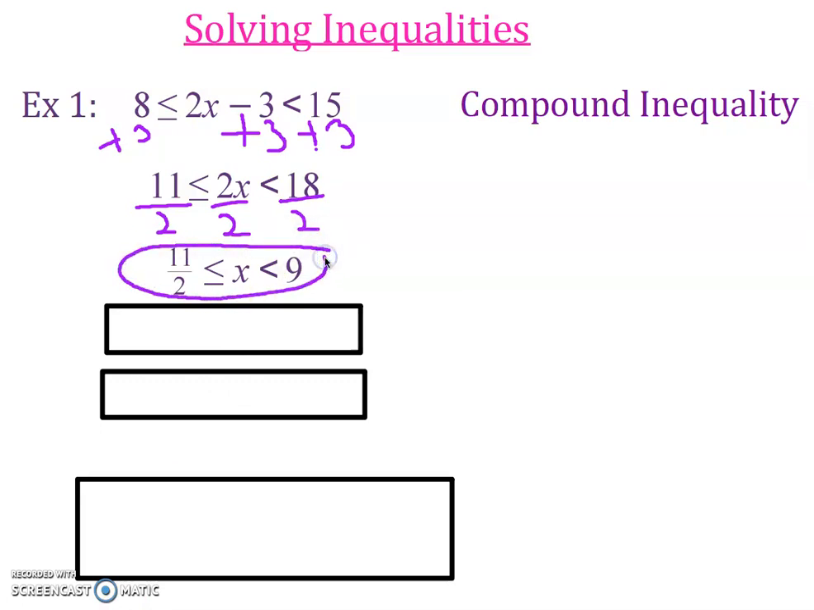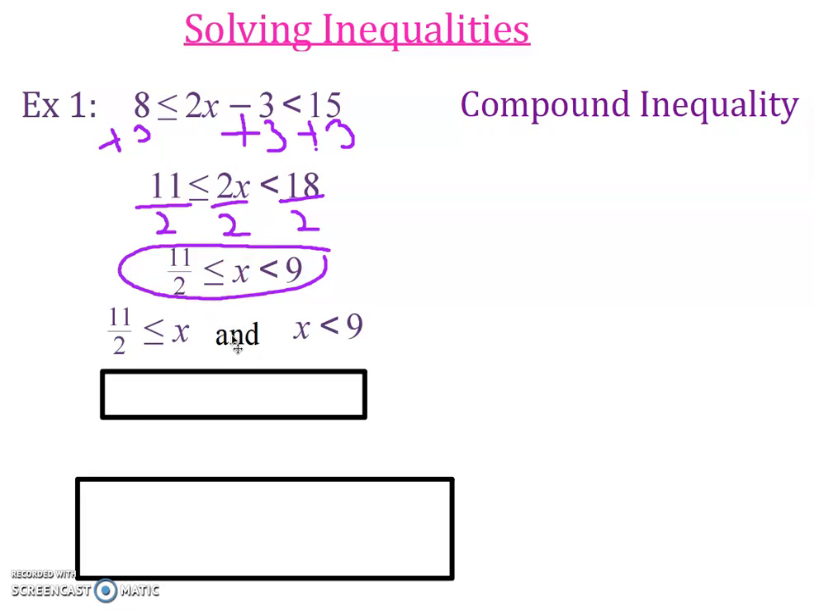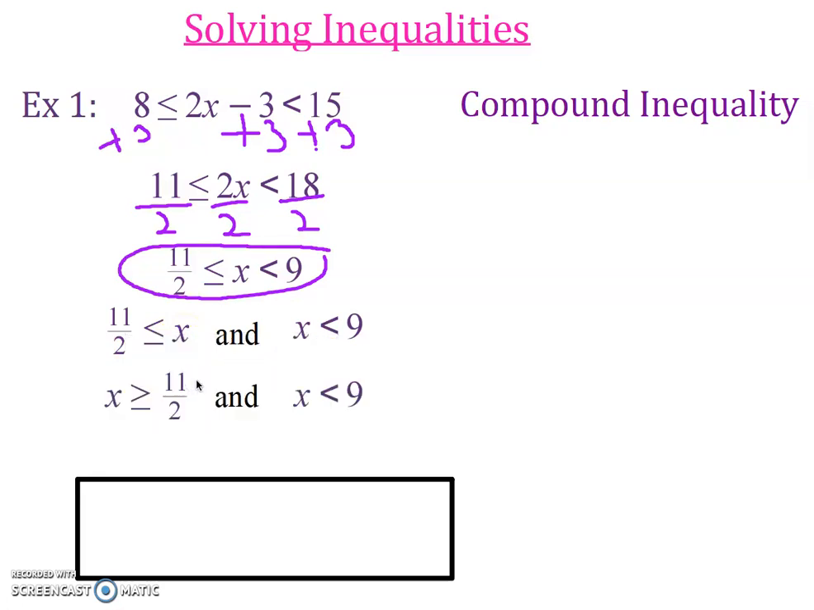We actually have another way of writing the solution with the word and in the middle. Let's take a look at that. To be able to write it with and in the middle, you'd break this up into two parts. You'd have the left part and you'd have the right part with the word and in the center. 11 halves is less than or equal to x, and x is less than 9. Because we usually have x on the left side, you would also flip over that inequality with the x on the right side. Remember, you have to flip not only the values, as you also have to flip over that symbol. So this is a second way that you could write this and statement.